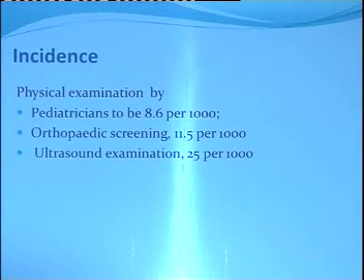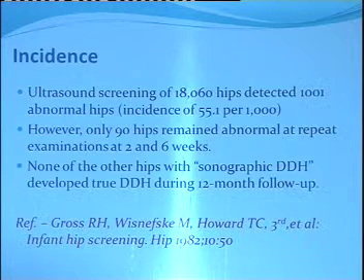If the physical examination is done by a pediatrician, it has been found to be 8.6 per thousand. If it is done by an orthopedic surgeon, it is found to be 11.5 per thousand. And ultrasound is oversensitive, and the incidence is 25 per thousand. But many children who are positive on ultrasound may not develop frank dislocation later on.